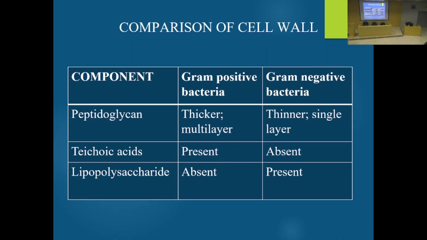When you compare gram-positive and gram-negative cell walls, in the gram-positive cell wall you have thick peptidoglycan, teichoic acid and lipoteichoic acid. In the gram-negative cell wall, the peptidoglycan is very thin. Along with thin peptidoglycan, it has an outer membrane as well as lipopolysaccharide, which is a part of the outer membrane.